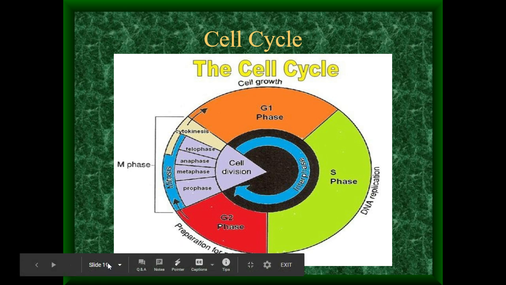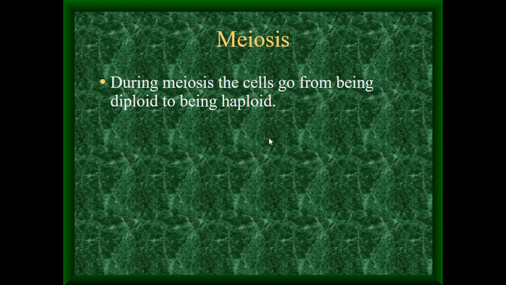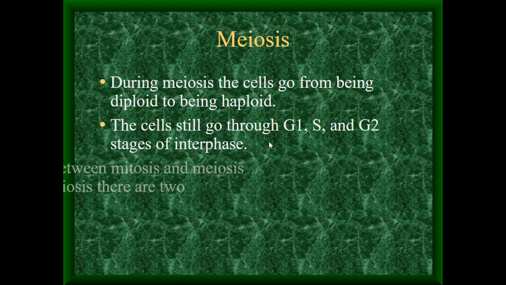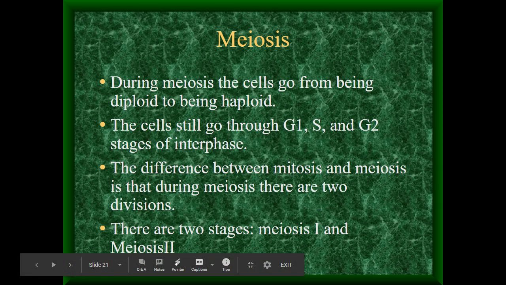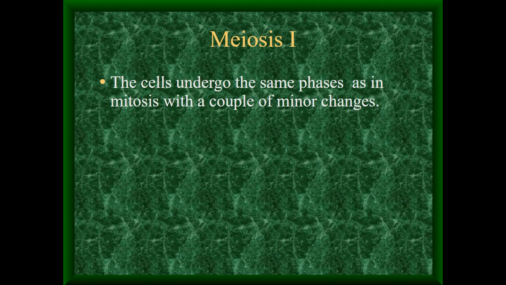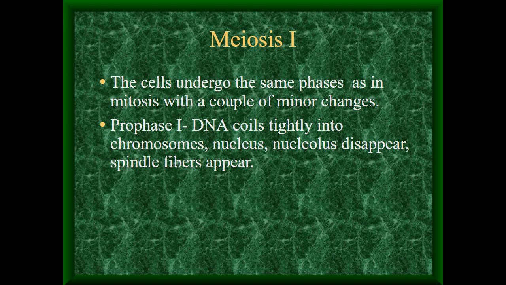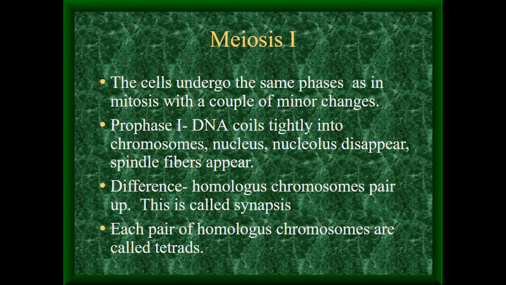That's really all I want to cover. So meiosis works basically the same way. During meiosis, cells go from being diploid to haploid. They still go through G1, S, and G2. The difference from mitosis is that during meiosis, there are two divisions. So in meiosis 1, they undergo the same stages. In prophase 1, DNA coils into chromosomes. The difference is that homologous chromosomes pair up, and this is synapsis.